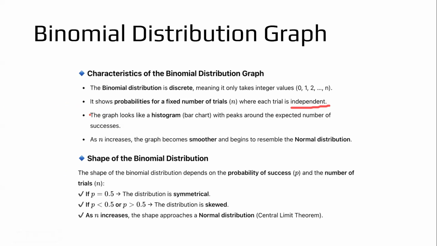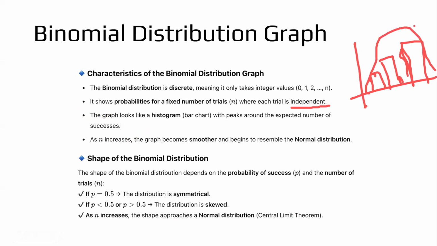Now the graph looks like a histogram, a bar chart, because of the discrete events. It cannot be a perfectly smooth curve, because here we are talking about discrete events. It will be like this, we will have a histogram. It cannot be like this. It's not a continuous distribution, correct? So the graph looks like a histogram bar chart with peaks around the expected number of successes. As n increases, the number of trials increases, the graph becomes smoother and begins to resemble the normal distribution. So generally we say as n tends to infinity, the binomial distribution will start looking like a normal distribution.